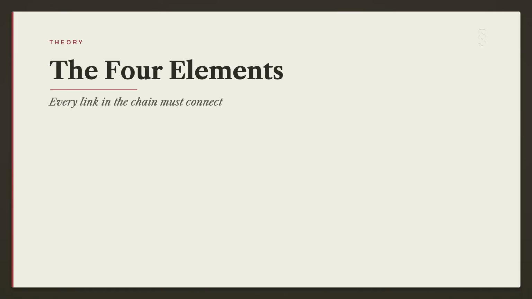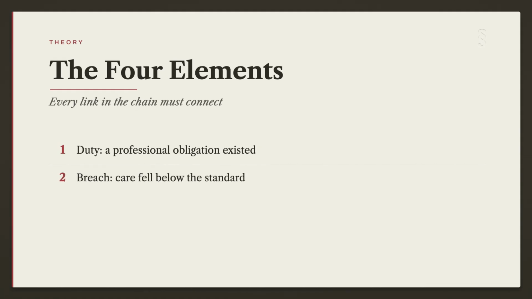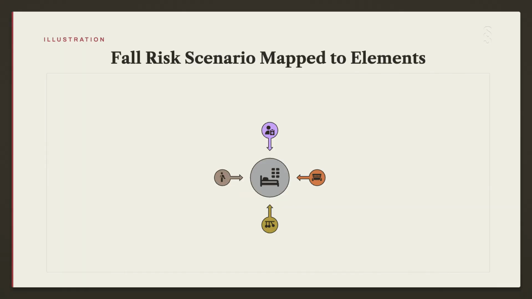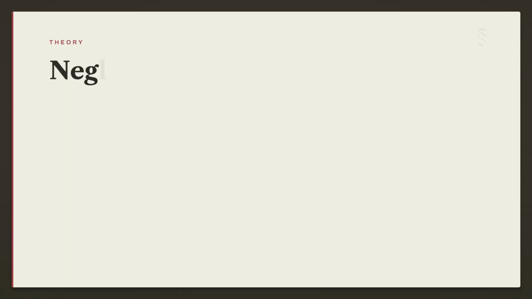Duty is the professional relationship obligating care to a recognized standard. Breach is care falling below that standard. Causation means the breach actually produced the injury. Damages means real harm exists and a break anywhere in this chain ends the claim. Picture a high fall risk client whose care plan specifies raised rails. The nurse's assignment establishes duty. Leaving the rails down is the breach. The link between that omission and the fall is causation, and the fractured wrist is the damages.